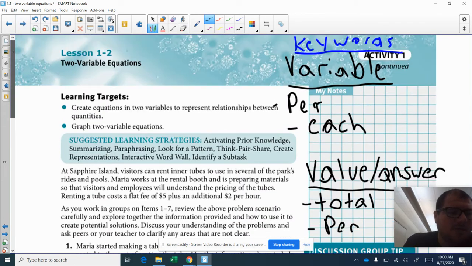First and foremost, so you can see them, I do have the keywords built, the same as last time. For keywords, if you are dealing with a variable, we're looking for words like per or each. These are going to tell us that it's not just a set number, it's a number with how many of those that we have, that unknown variable that we don't know just yet. And then the second portion is our value or our answer. This is going to help us describe the total or the per.